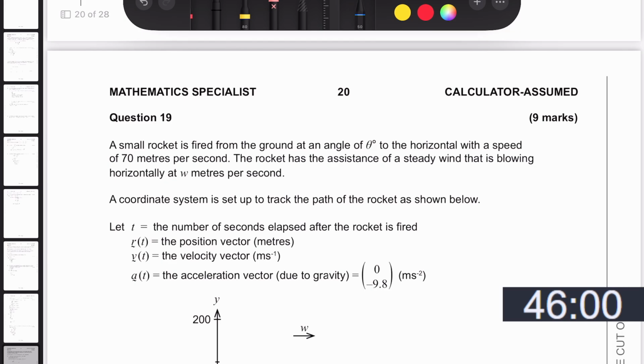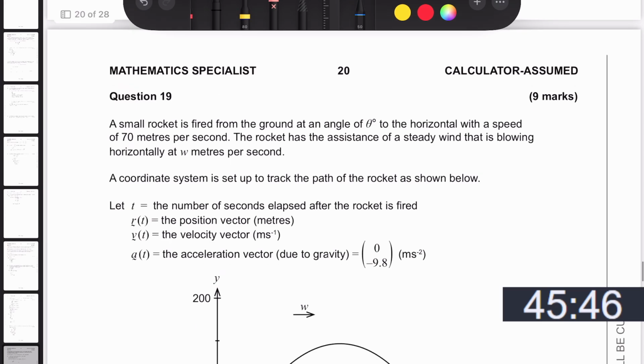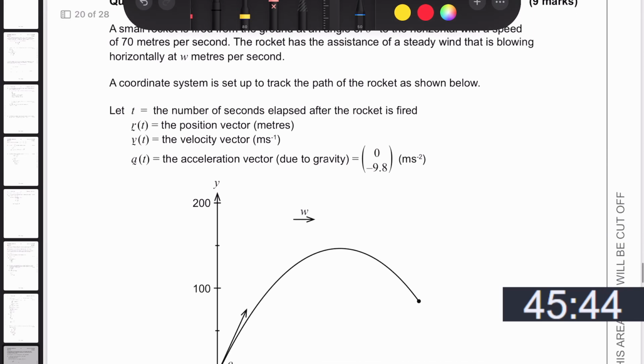Oh, we're nearly done, guys. We're nearly there. Question 19. A small rocket is fired from the ground at an angle of theta to the horizontal with a speed of 70 meters per second. The rocket has assistance of a steady wind that is blowing horizontally at w meters per second. A coordinate system is set up to track the path of the rocket as shown below.